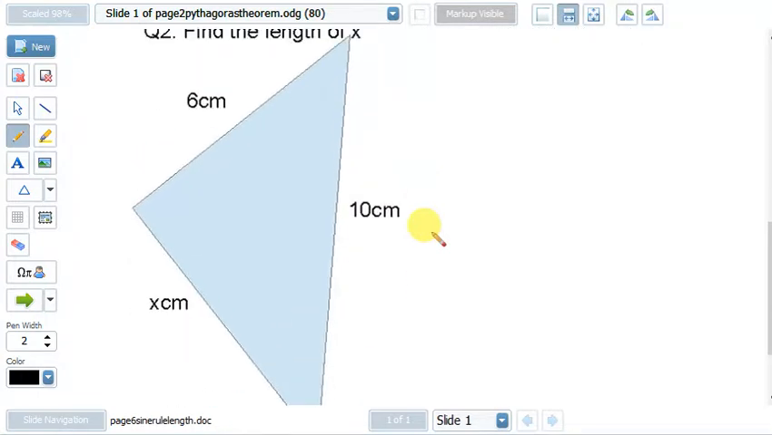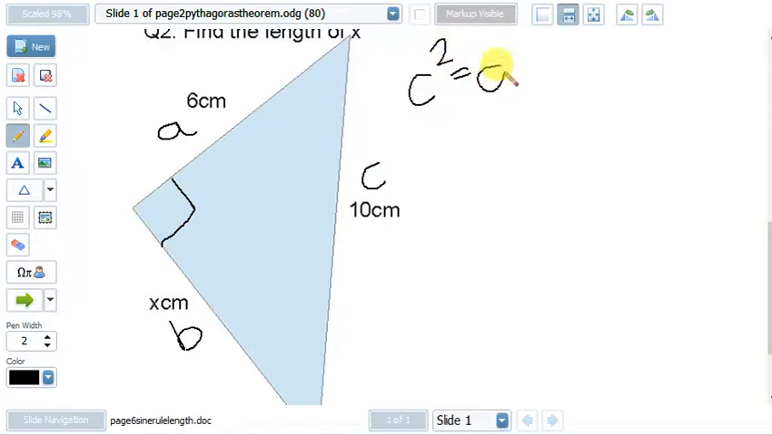Okay, so question 2 looks something like this, and we're going to label our right angle as being here this time. So first of all, step 1, we label our triangle. The side opposite the right angle is C, and then we'll call this one here A and this one here B, but A and B can be the other way around. So first of all, we label our triangle. C squared equals A squared plus B squared.